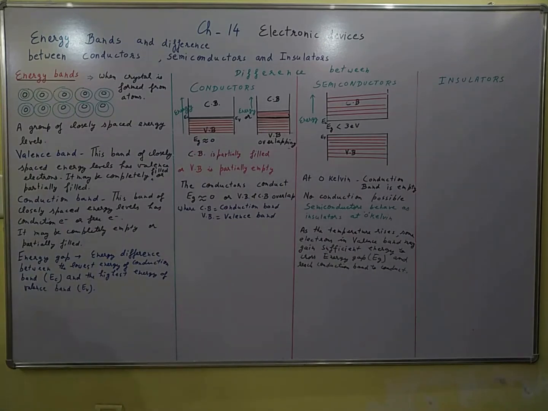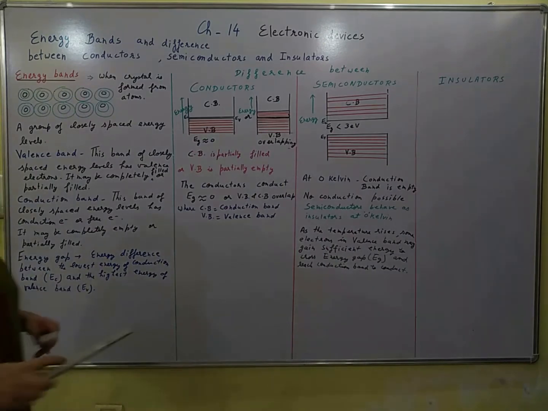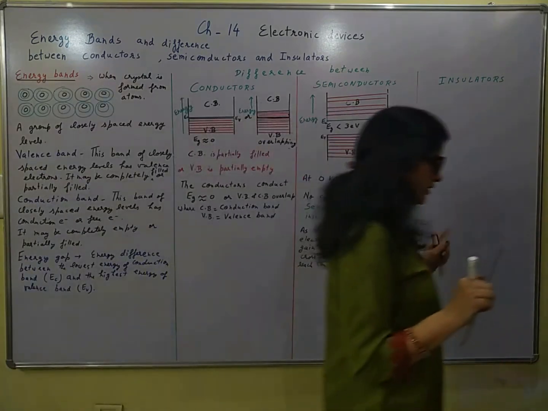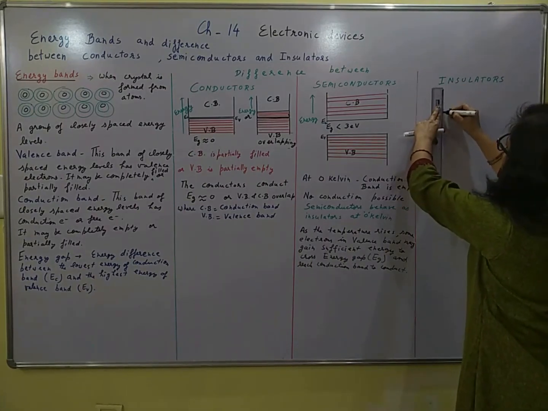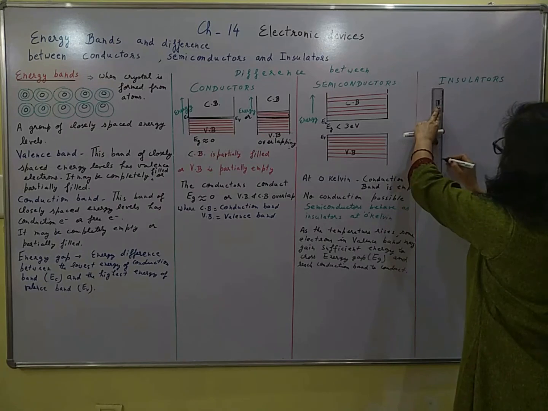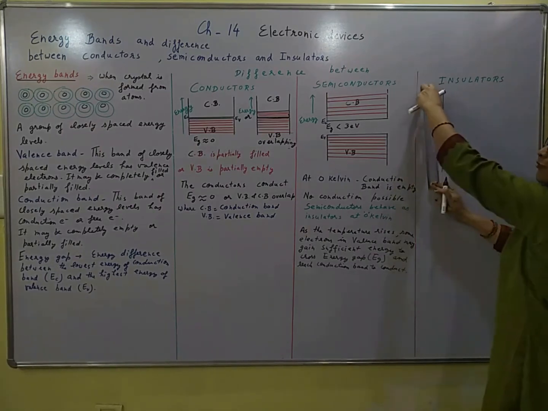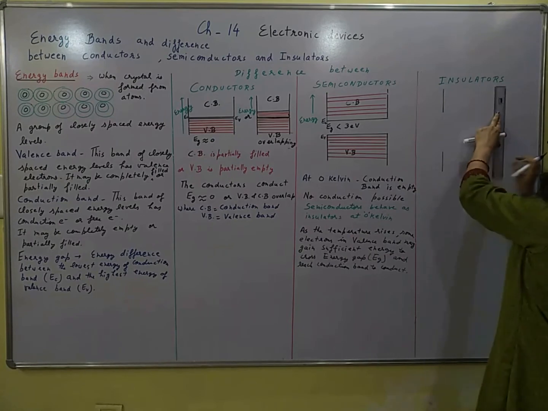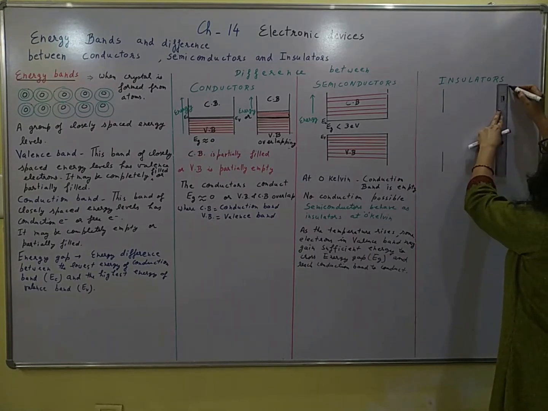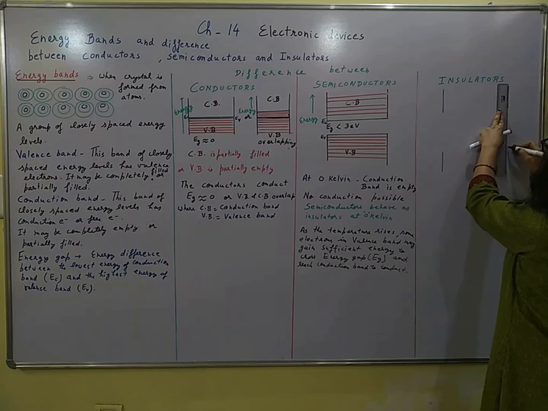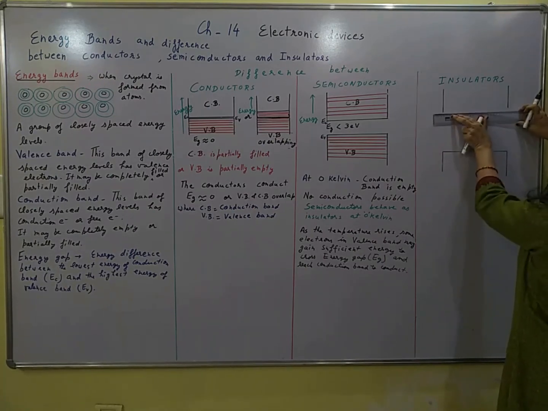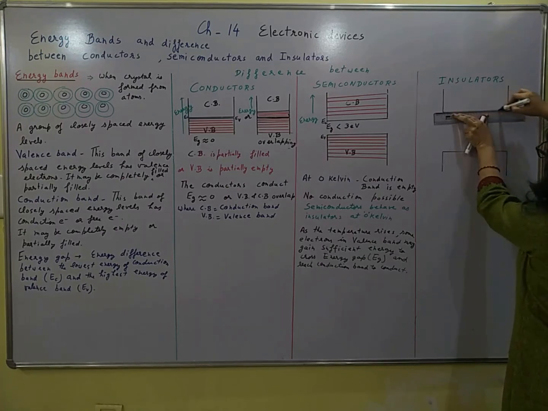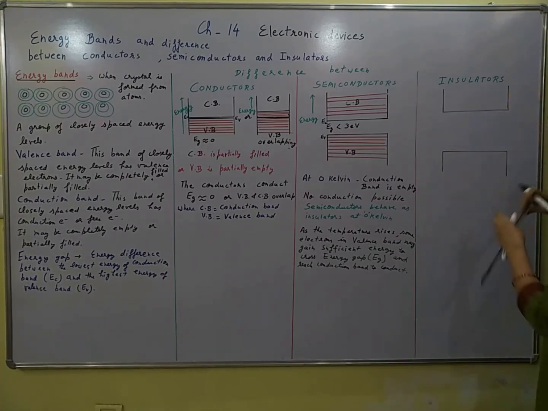Now in case of insulators, the energy gap between the valence band and the conduction band is very large. That means you can say it is greater than 3 electron volt. So that's why the insulators cannot conduct, because it is not possible for the electrons to gain this much energy to cross the energy gap and reach the conduction band. So here we can draw the diagram like this, where the energy gap is greater than 3 electron volt.